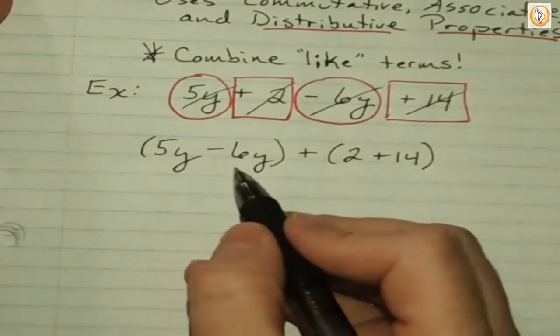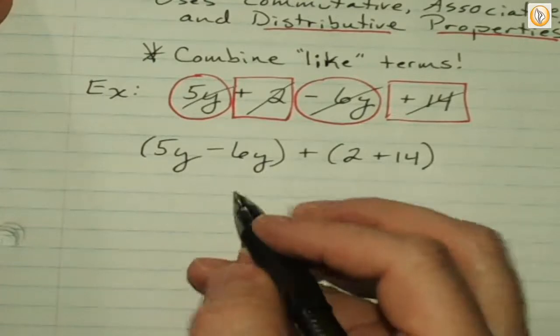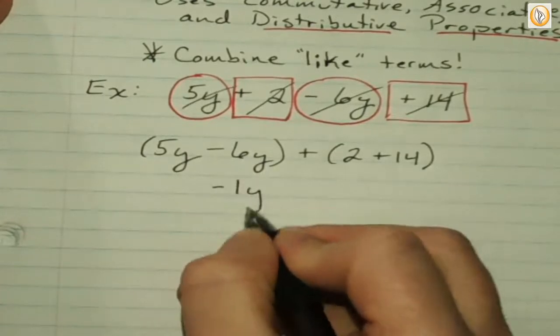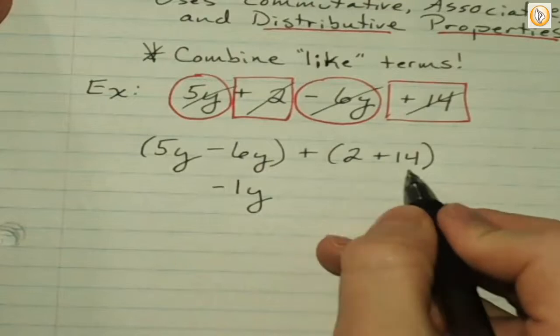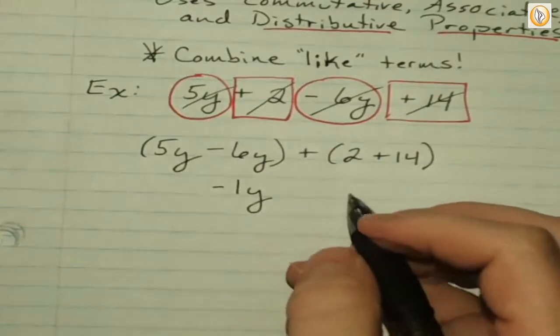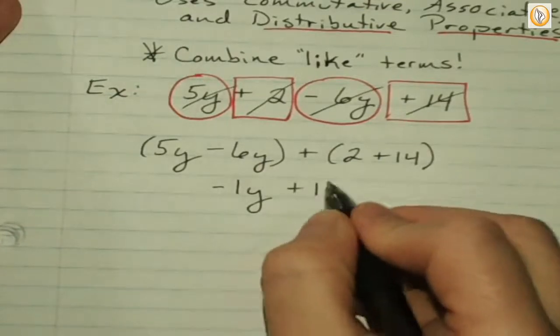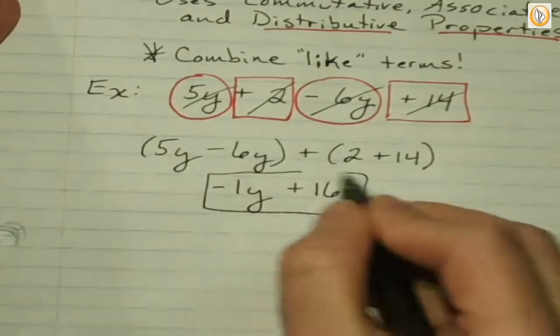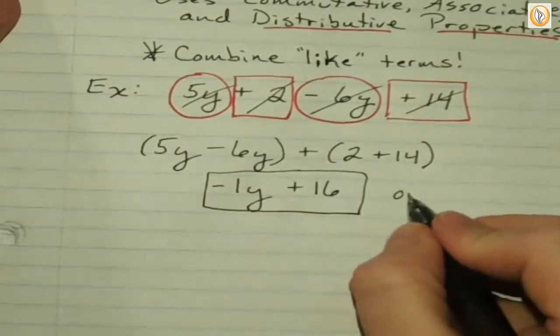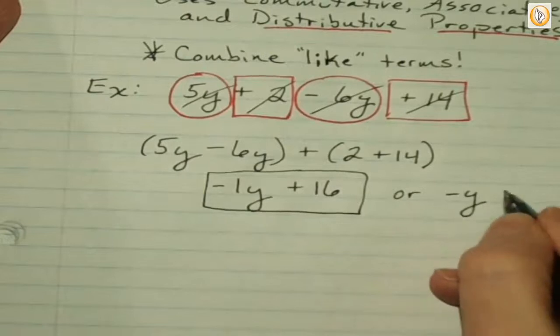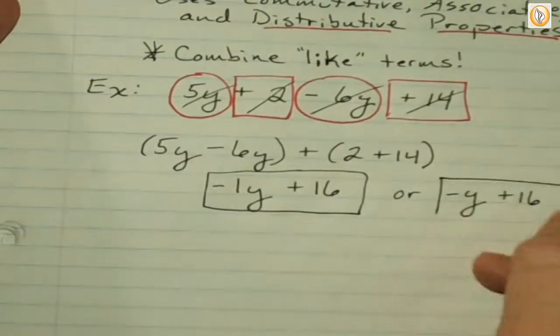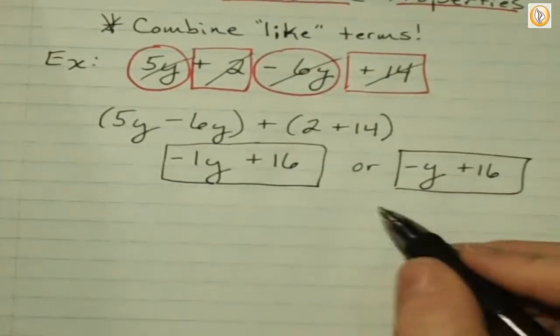So then 5y minus 6y is what, Atalia? Negative 1y. And then 2 plus 14 is 16. And there's your answer. Or you can just say negative y plus 16, because the 1 is kind of understood.